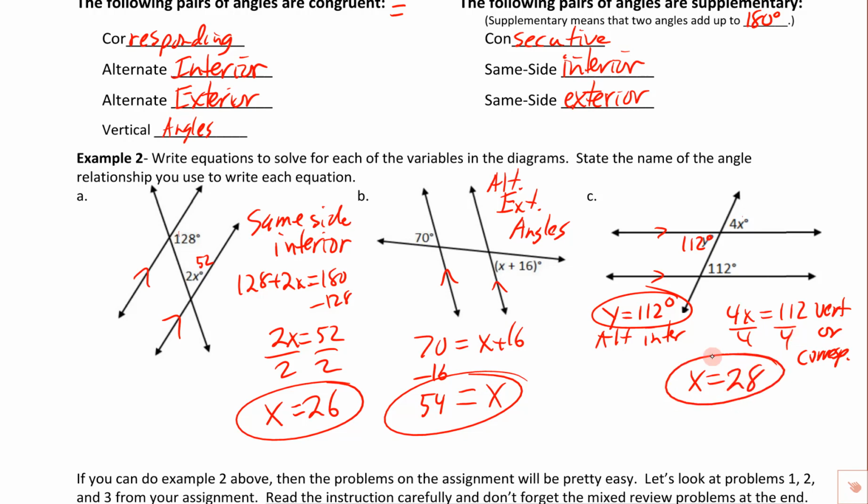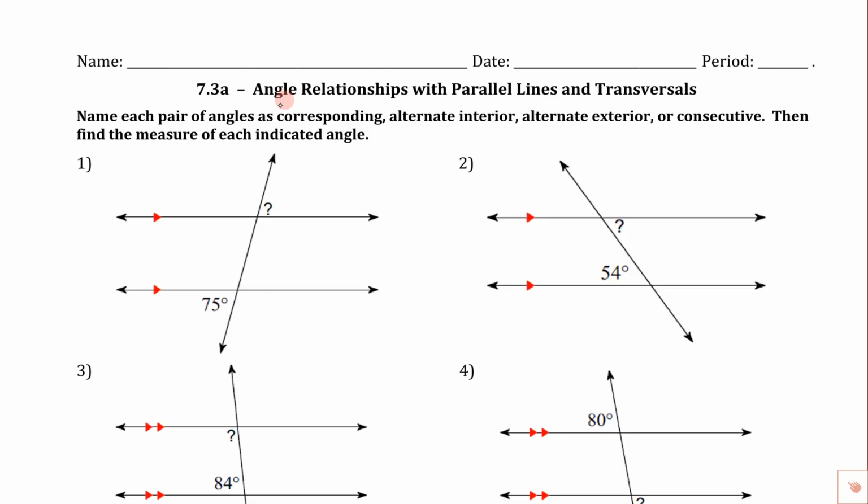I do want to take a quick look at a few from your assignment, because if you can understand these, your assignment, especially the first one, is going to be a breeze. So I've pulled up 7.3a, the first assignment that we're going to do from this section. And I'm hoping you notice how much easier this diagram is. We've got the little marks here indicating that those two are parallel lines. And it just says find the missing angle. It does say that you have to name whether it's corresponding, alternate interior, alternate exterior. So it gives you the names that you need to have here.